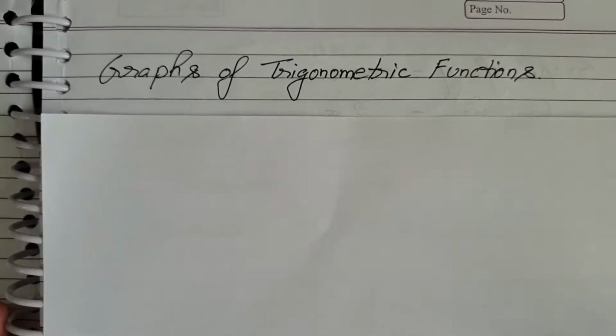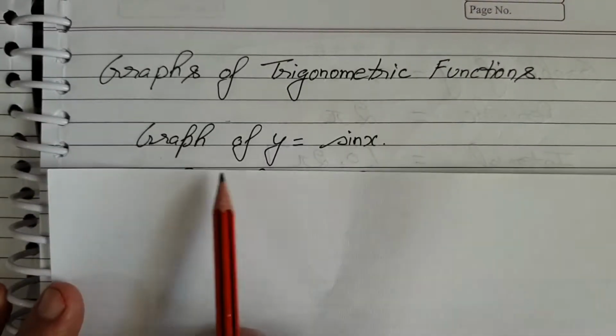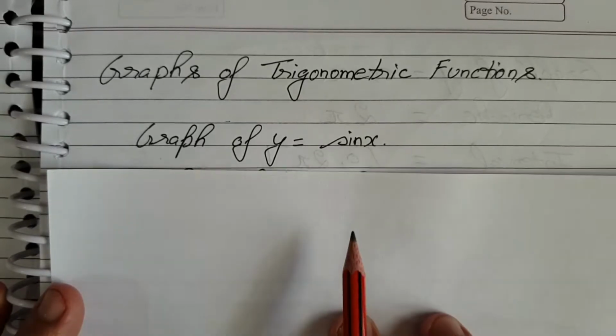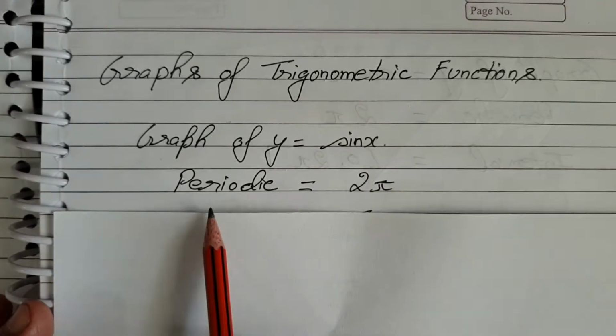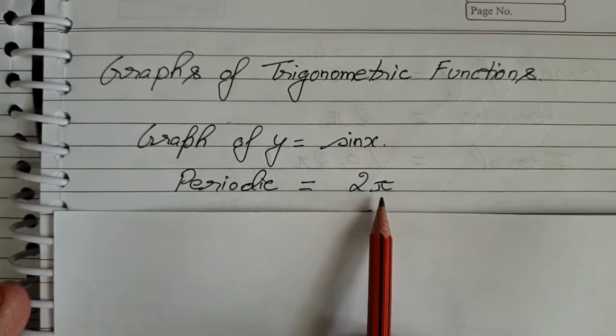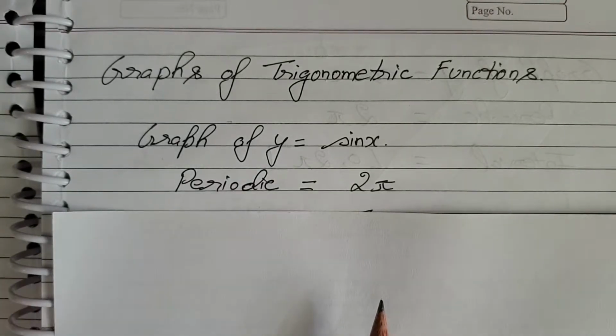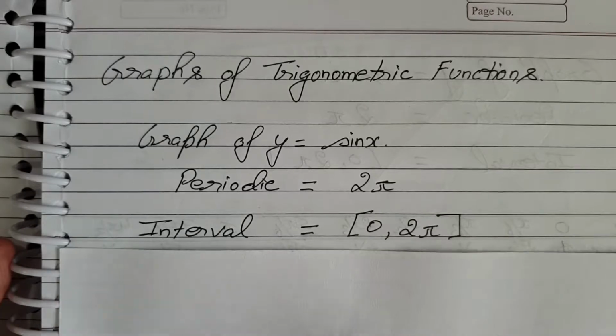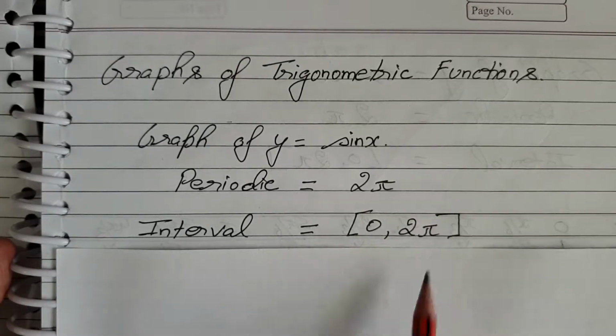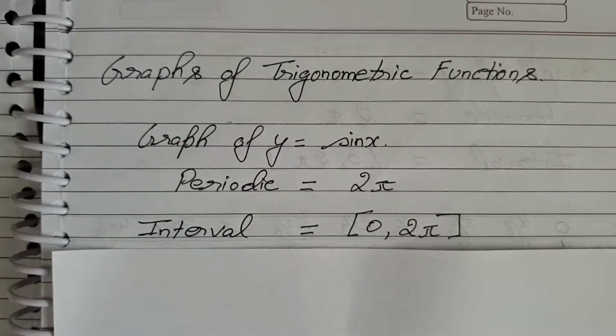Graphs of trigonometric functions. Now, the graph of y equal to sine x. We know that sine x is periodic with period 2 pi. So we have to draw the graph of sine x in the interval 0 to 2 pi, and then we can extend it easily by repeating it over the intervals of length 2 pi.